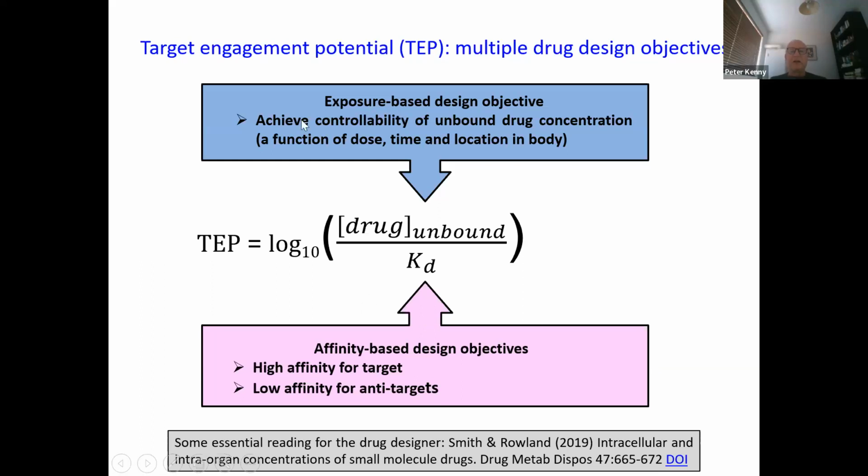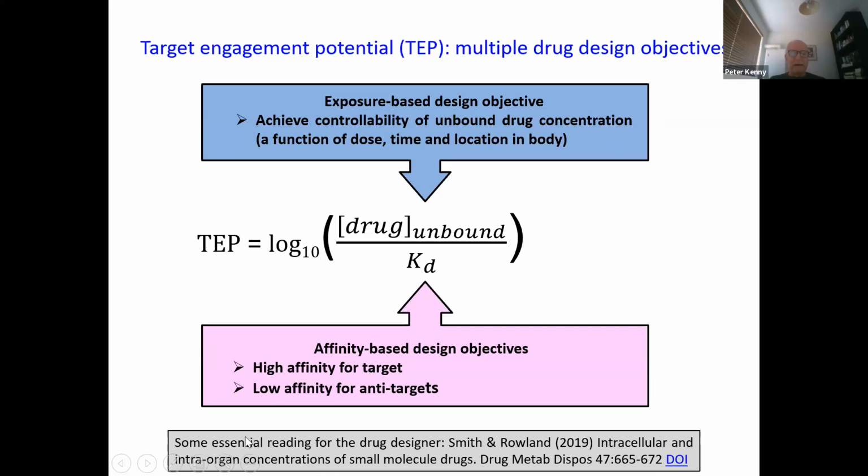Then you go to what I call the exposure-based design objective. And really what this means is you want to be able to control the drug concentration at the site of action. So we say the unbound drug concentration. And this is obviously a function of dose, of time, and location in the body. So this is quite difficult. Well, you can't measure it for starters.